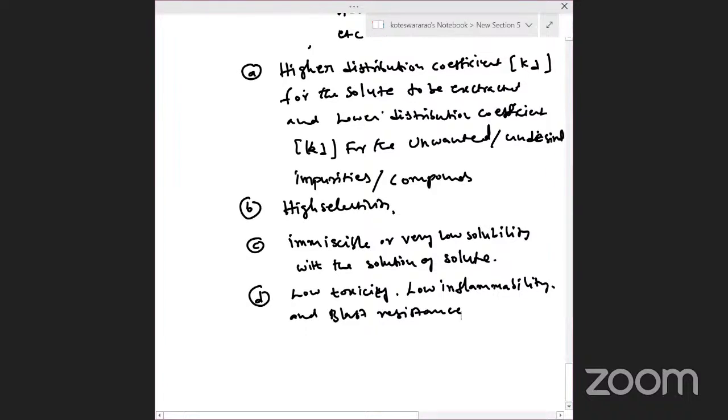Next one, low viscosity. Low viscosity is a physical phenomenon. This should also be taken care of while you are selecting the solvent. Viscosity.